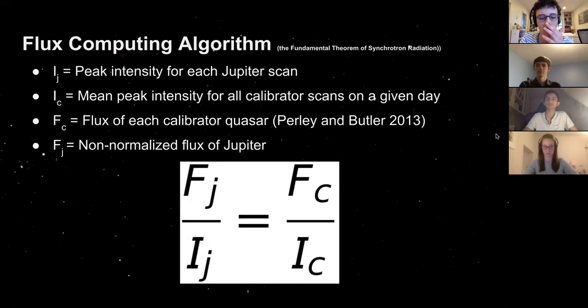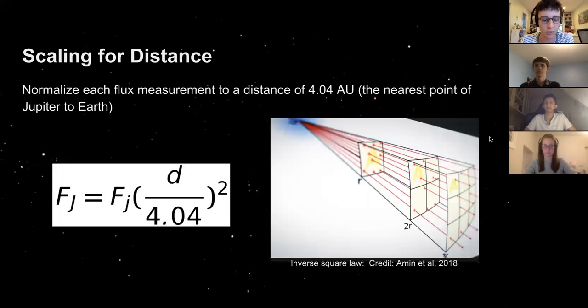So we computed the intensity for Jupiter and the calibrator quasars. We used the known flux of the calibrator quasar that we found in the literature in order to compute the actual flux of Jupiter. Then we had to scale this for the distance between Earth and Jupiter because of the inverse square law. So these fluxes could be objectively used by the Juno probe.